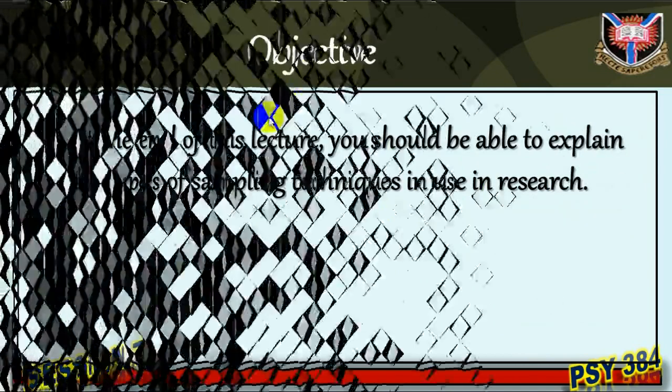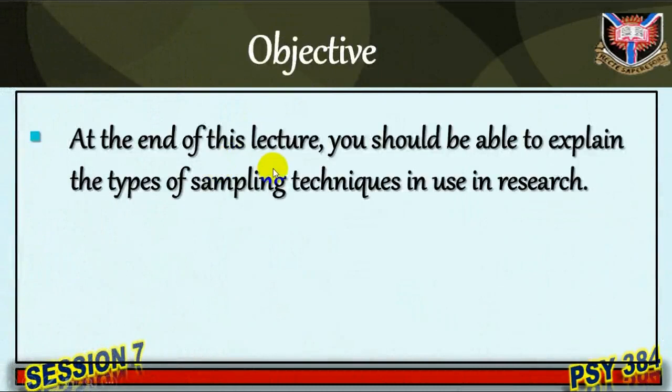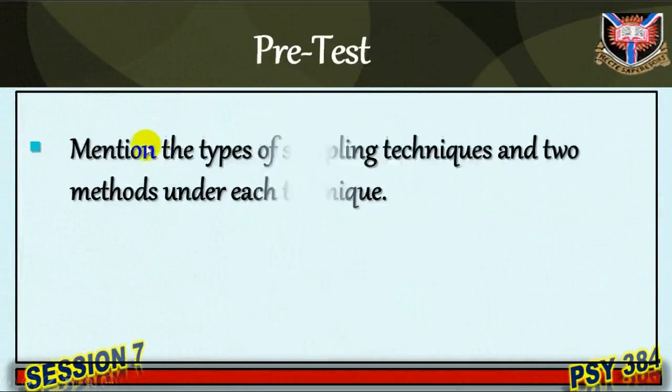Objective. At the end of this lecture, you should be able to explain the types of sampling techniques in use in research. Pretest. Mention the types of sampling techniques and 2 methods under each technique. Content.